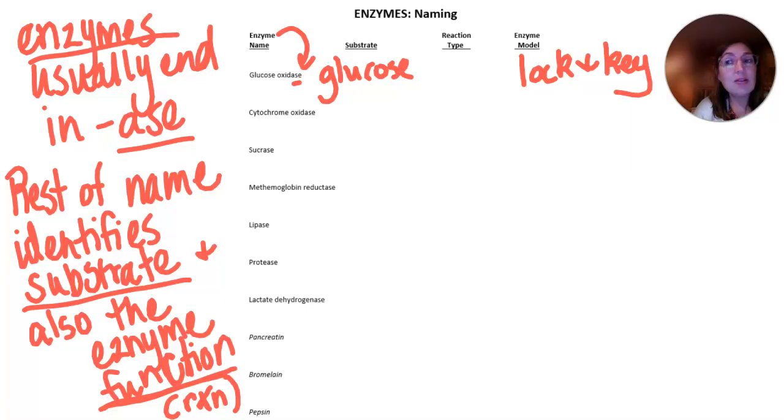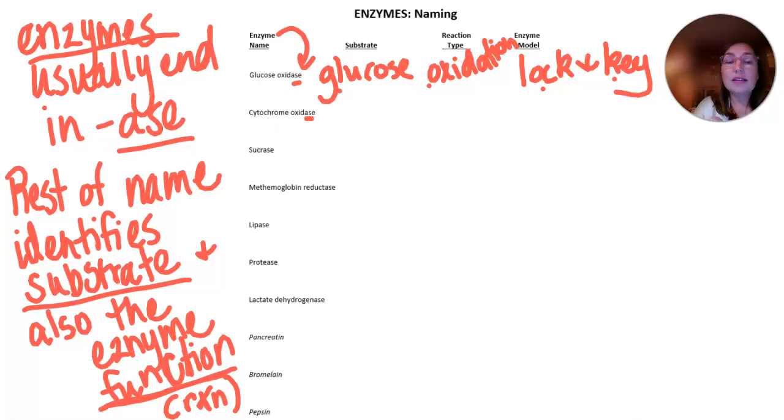So take a second. What reaction do you think this is going to be? Yeah, that's it. It's oxidation, right? So this is going to undergo oxidation. So it's going to do oxidation on glucose with a lock and key type of specificity. Okay, let's try cytochrome oxidase.